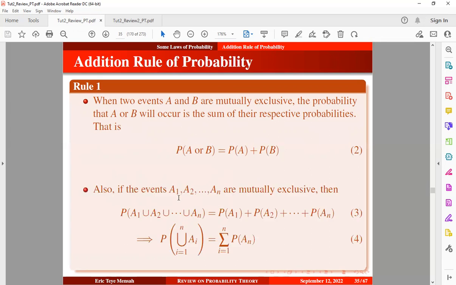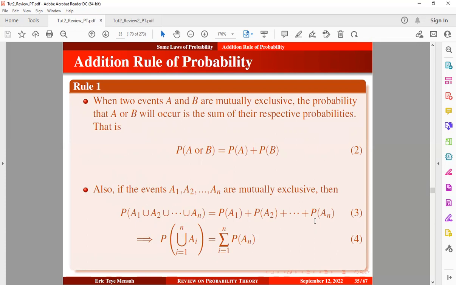Now, also, if we have a sequence of finite events and they are mutually exclusive, then the probability of their union is equal to the sum of their respective probabilities, as defined in equation 3. And we can generalize equation 3. Once we generalize it, we have it as defined in equation 4. So equation 4 is a generalization of what we have in equation 3.